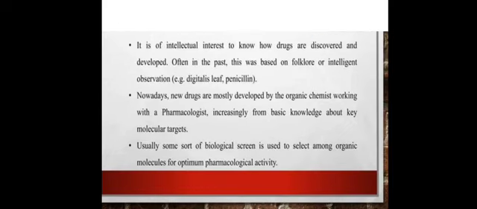It is of intellectual interest to know how drugs are discovered and developed. Often in the past, this was based on folklore or intelligent observation. Examples: digitalis leaf, penicillin, etc. Nowadays, new drugs are mostly developed by organic chemists working with pharmacologists, increasingly from basic knowledge about key molecular targets. Usually, some sort of biological screen is used to select among organic molecules for optimum pharmacological activity.